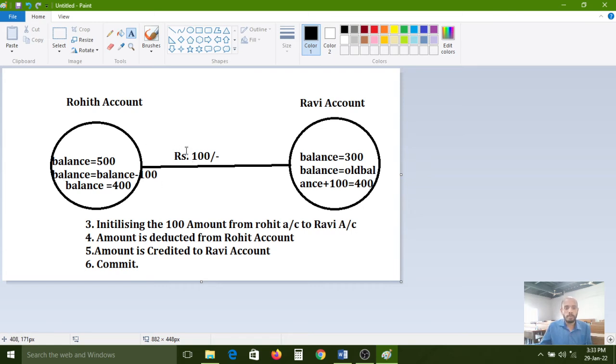To avoid this type of problem, transactions came into the picture to save our money or to save our data. Here money is also equal to data. That's why I'm explaining this as data.